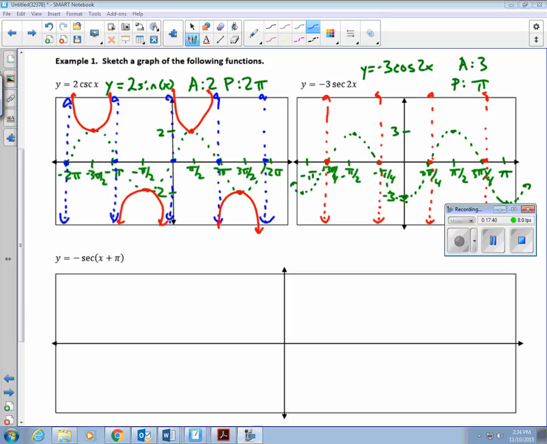All right. Here we go. So I drew my vertical asymptotes. Now I have to draw my U shapes.